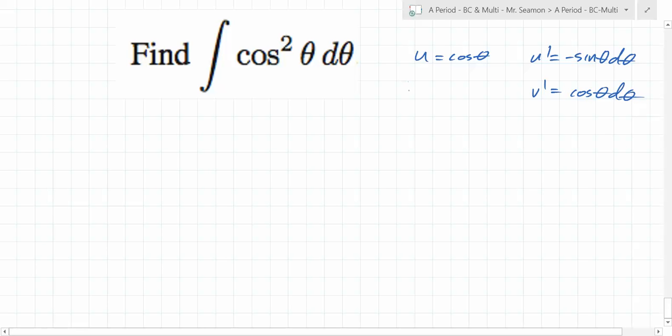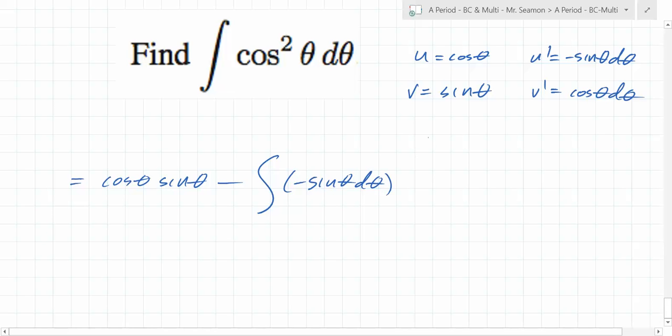Okay, so therefore, what's v equal to? Sine theta. Yeah, I think it's sine theta, right? Nice. So we say that this now is equal to u times v, and what do you end up with? Cosine theta times sine theta, minus u prime, so that's negative sine theta d theta, times what? Times sine theta, right?